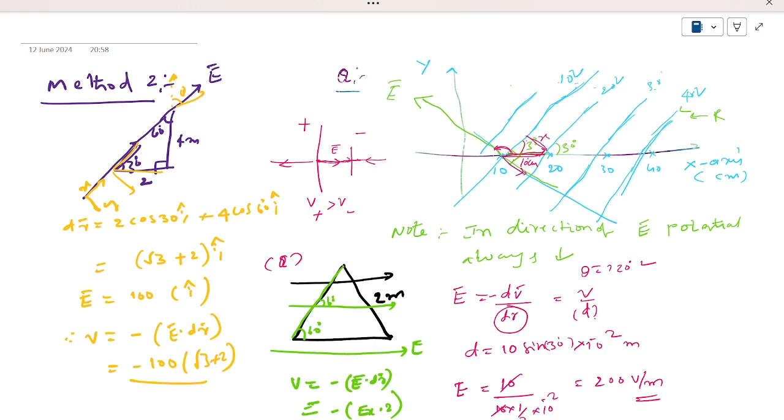I hope you understand this. For example, here E is given as 10 volt per meter. Then this is equal to minus 10 volt per meter, because the electric field is the negative gradient of potential, and here E and the displacement vectors are also anti-parallel. So it will be supported: the answer is minus 10 volt per meter. So this is related to potential problems. I hope you understand.